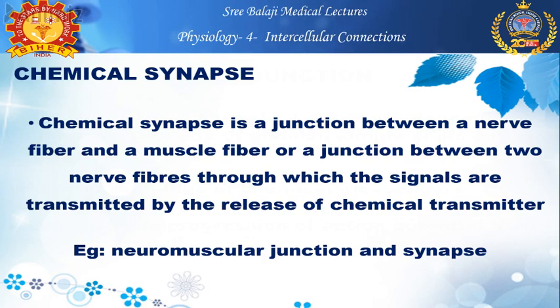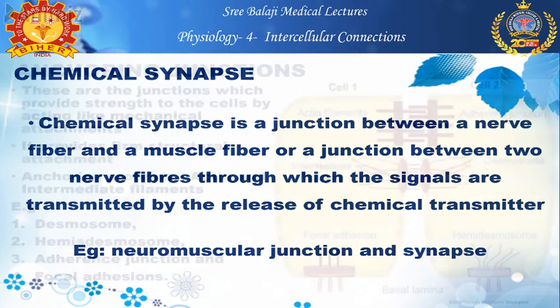Chemical synapse is another type of communicating junction. Now we'll see what a chemical synapse is. It is a junction between a nerve fiber and a muscle fiber, or in other terms, a junction between two nerve fibers, through which the signals are transmitted by the release of chemical transmitter. Example: neuromuscular junction, where ACh, acetylcholine, is the chemical transmitter which is released.